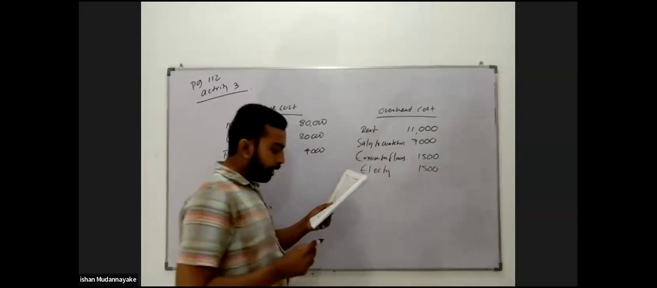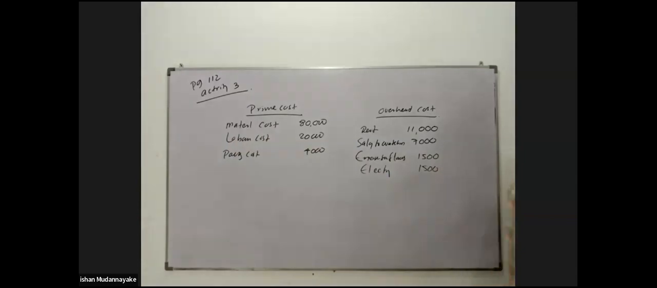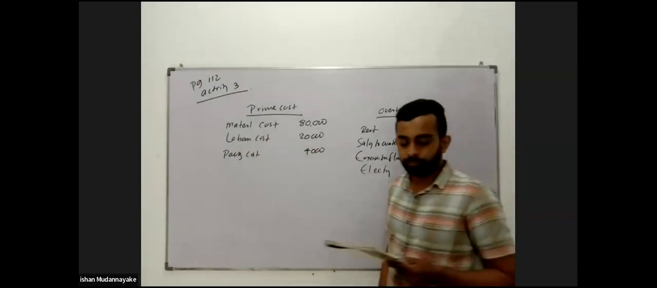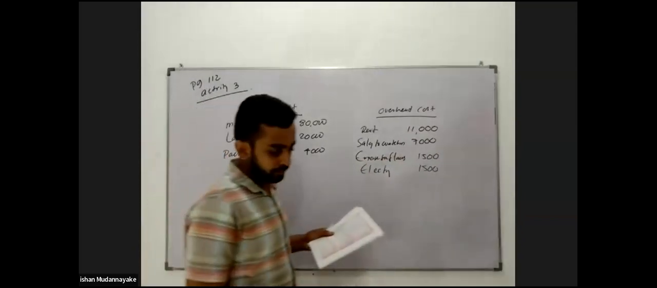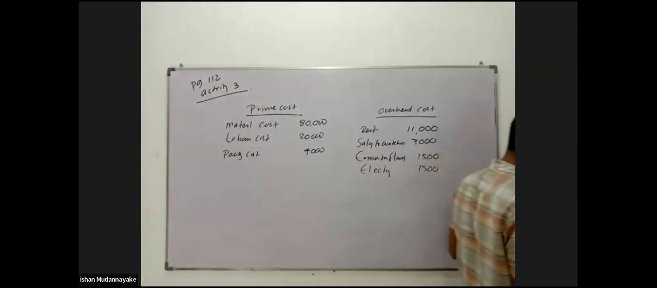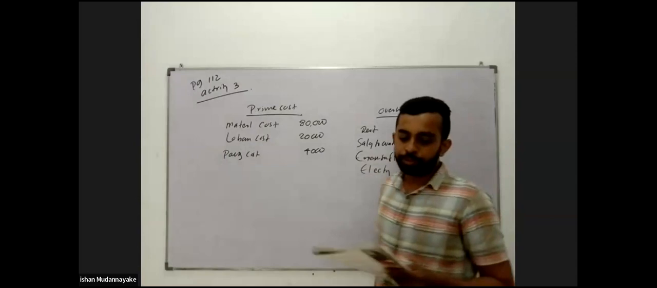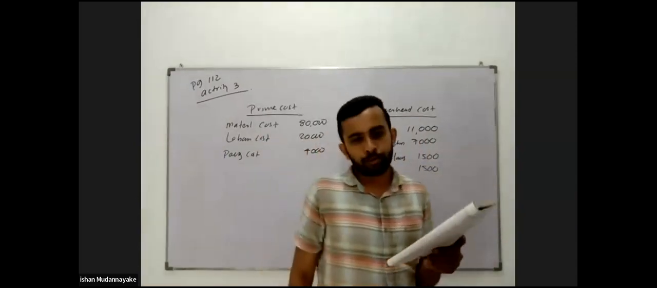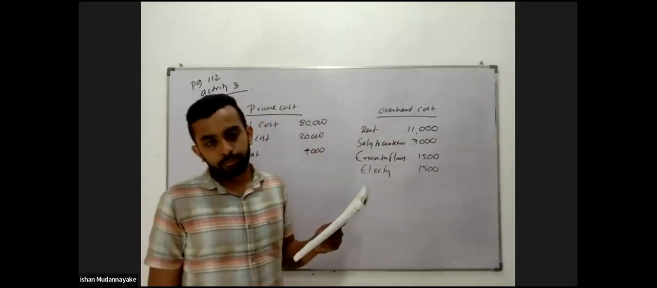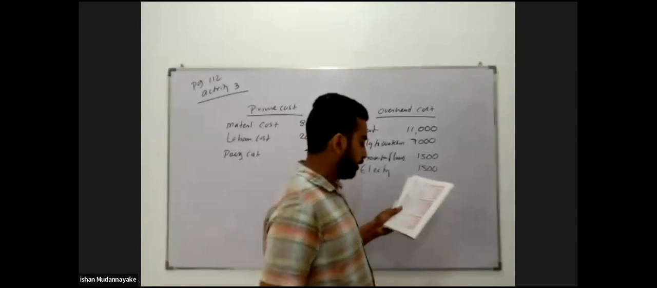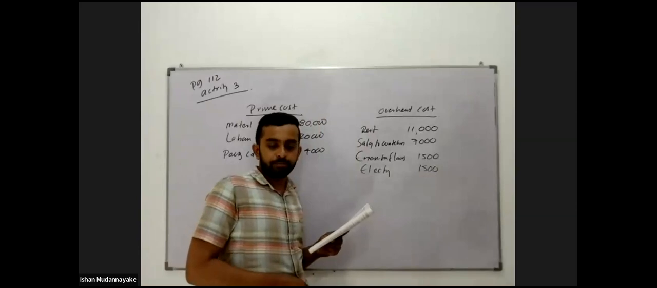And then maintenance of machinery. How to classify it? Prime cost? No. Maintenance of machinery, we qualify under overhead cost. Right, overhead cost, indirect cost. Here we assume maintenance cost is not changed with the manufactured quantity.